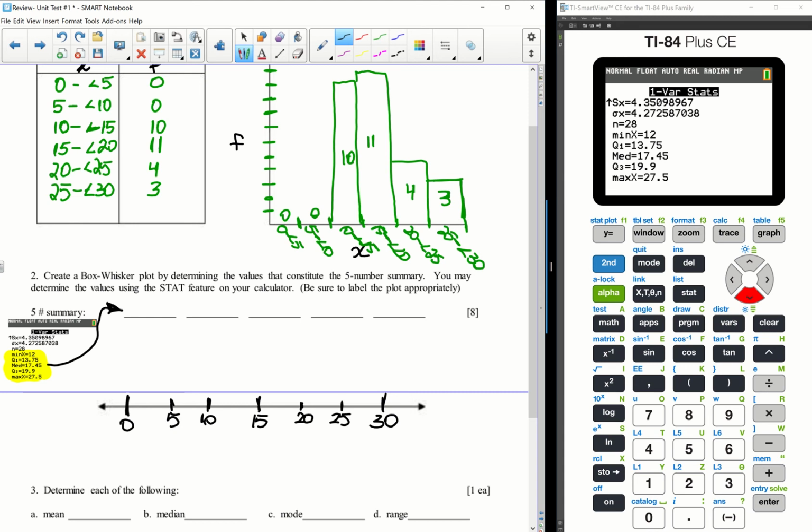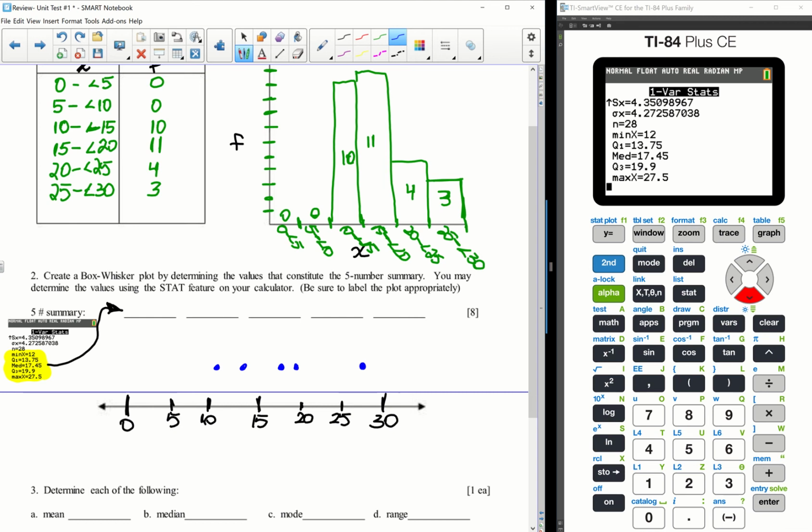So you do need to have an incremental scale. So I went by 5s here, but you could have gone by 1s if you wanted, but I think that's just making things unnecessarily complicated. So plot a point for 12. 13.75, I guess would be about right. 17.45 right about there. 19.9 right about there. And 27.5 would be right about there.